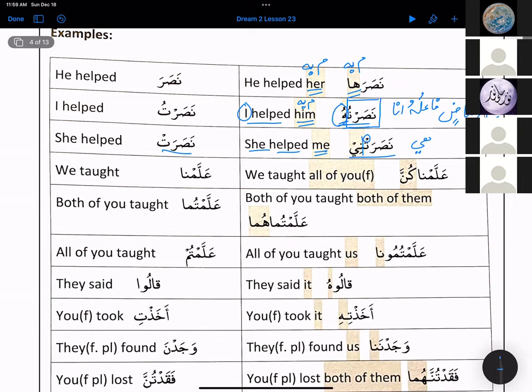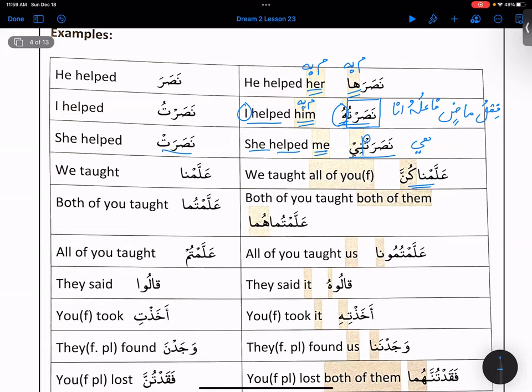Next one. Who wants to try that? Allamna kunna. We need to label it and translate it. Allamna is felun madi failuhu nahnu, kunna mafulun bihi. Allamna means taught. We taught you ladies. Yes, we taught all of you ladies.